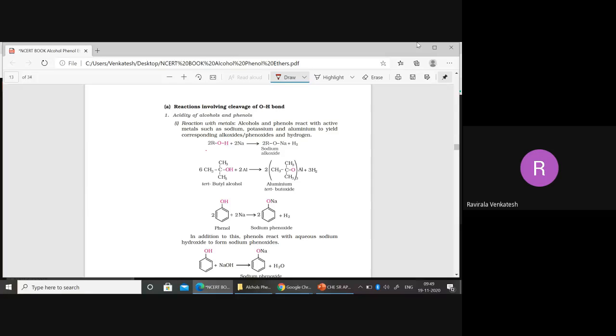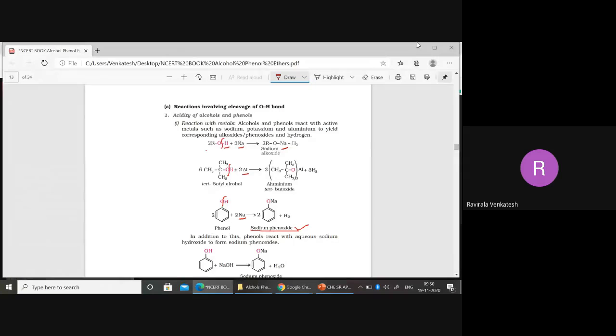Is it visible to you? Now here, where is the bond cleaving? Here, the OH bond is cleaving. Now in the place of hydrogen, we get sodium. That is called sodium alkoxide, like this. Here also the bond is cleaving. In that place we get aluminum. And here also the bond is cleaving. In that place we are going to get sodium. Sodium phenoxide, a very, very important one.